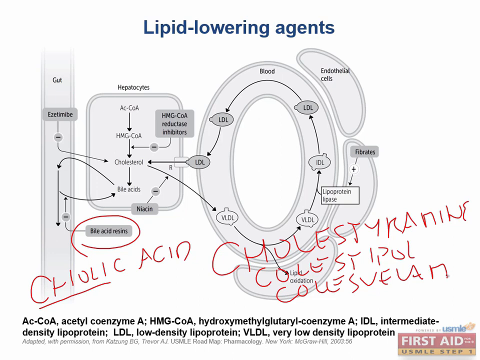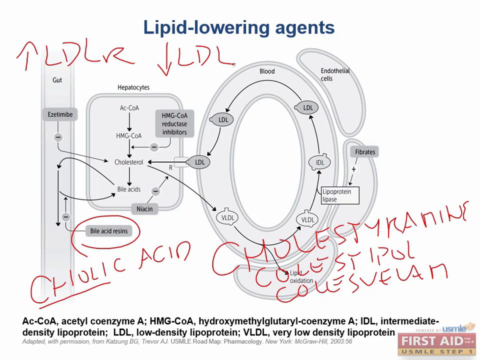As a result, the hepatocytes use all available cholesterol. Then they start expressing more LDL receptors because they need to take LDL out of the circulation. They need cholesterol. There's cholesterol within LDL. This is how a bile acid resin can help decrease LDL levels in the circulation.